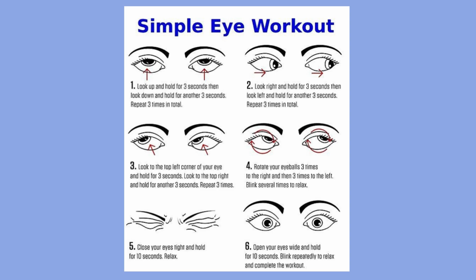Look to the top left corner of your eye and hold for 3 seconds. Look to the top right and hold for another 3 seconds. Repeat 3 times. Rotate your eyeballs 3 times to the right and then 3 times to the left. Blink several times to relax. Close your eyes tight and hold for 10 seconds. Relax. Open your eyes wide and hold for 10 seconds. Blink repeatedly to relax.